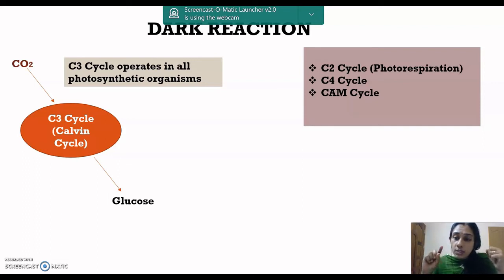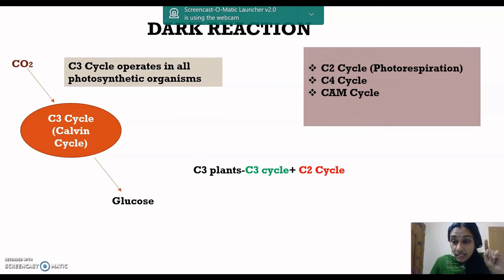So based on the occurrence of C2, C4, CAM cycles, photosynthetic plants are divided into three categories: C3 plants, C4 plants, CAM plants, not C2 plants. So this is the most important thing you have to understand: C3 plants, C4 plants and CAM plants. So let's see what are they. C3 plants. C3 plants are those plants in which C2 cycle is operating along with C3 cycle. Not always.